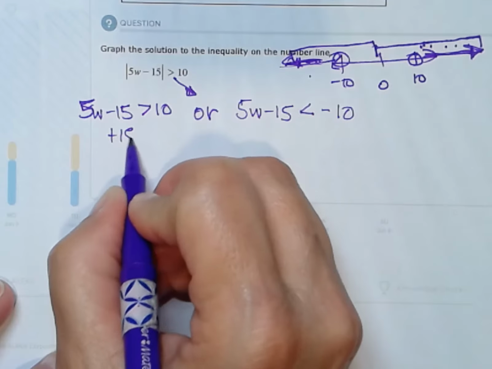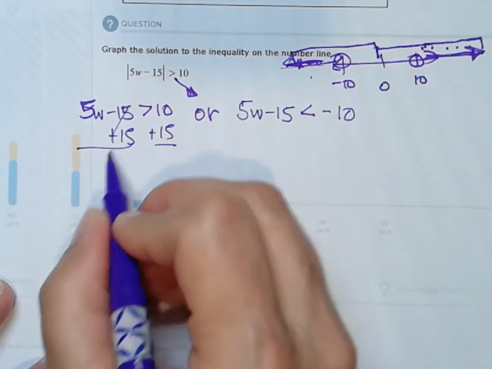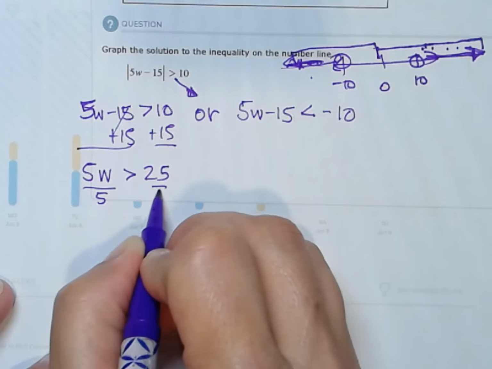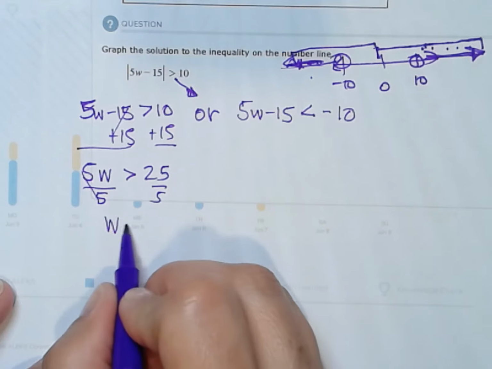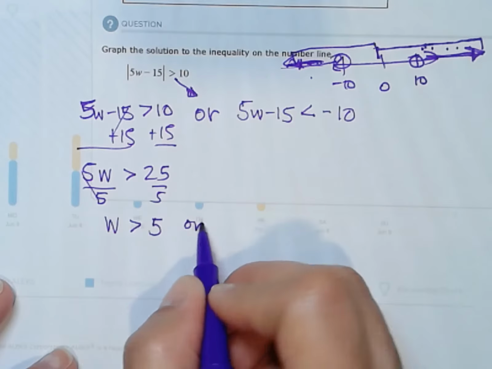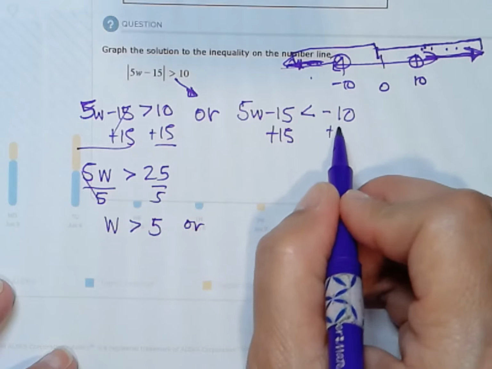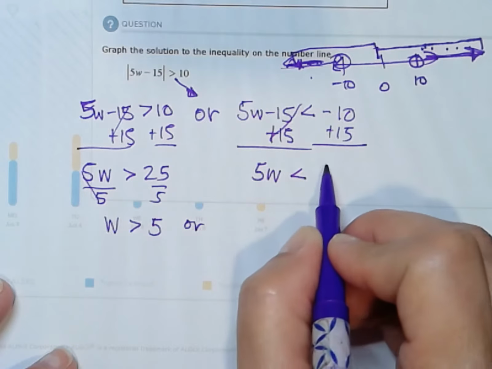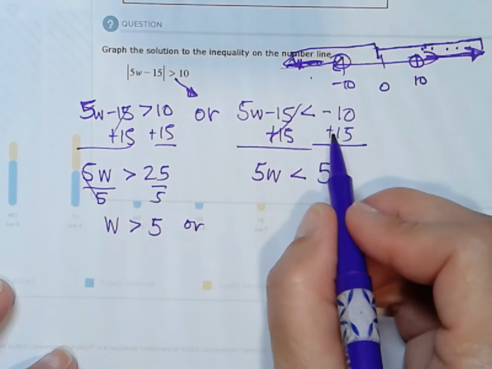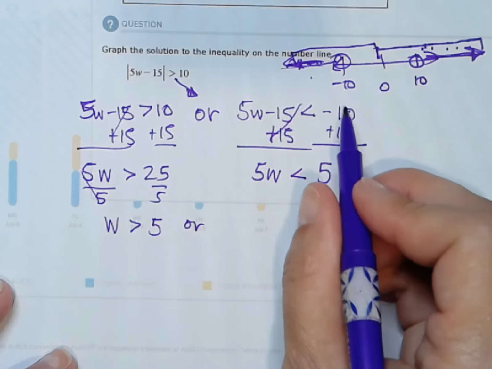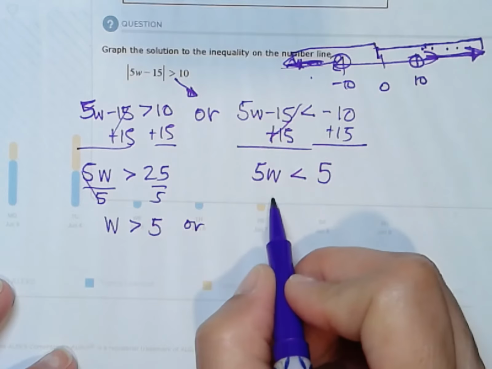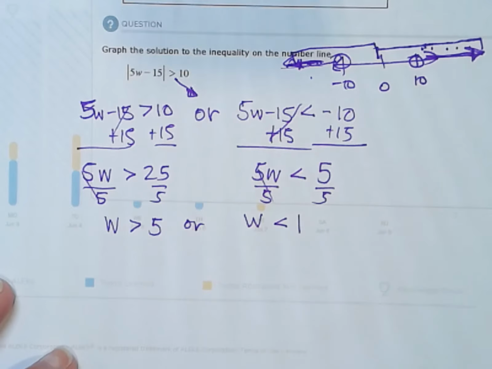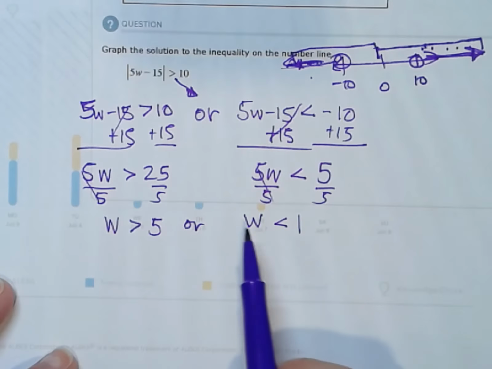And so now you're going to solve it. So I'll add 15. So 5w is greater than 25. I'll divide by 5. So w is greater than 5. Or add 15. 5w is less than 5, a negative 10 plus 15. I have $15, I spend 10, I've got 5 left. Divide by 5. So w is less than 1. So those are my two solutions.